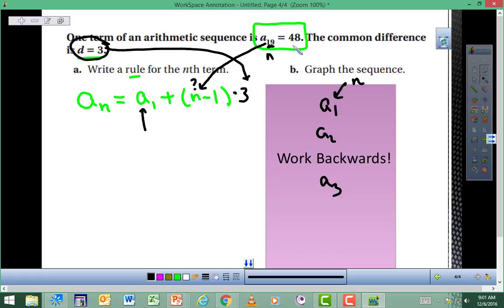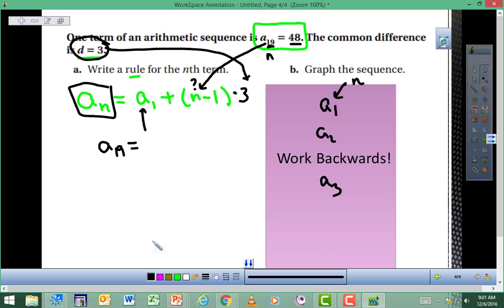Now, what's this 48 then? That's the a sub n value at that moment. So that's what it's equal to, because normally what you'd have is a sub 19 right here, right? And then you'd have equals blah blah blah, right? Well, it's equal to 48.